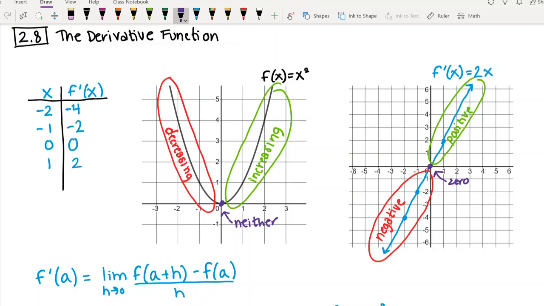We'll do a lot more practice with this in tomorrow's video, being able to compare the graphs. I just wanted to give that initial comparison so you can start to get some intuition for how to look at the derivative and understand what it's telling you about the original function.